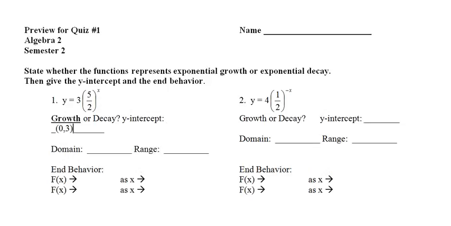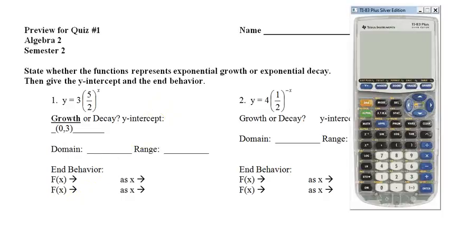Now, if you happen to forget that, is it possible to do it on the calculator? It sure is. So if we're going to go that route, I'd type it in here. So I've got my 3, I've got my 5 halves to the x power, and I could pull up my chart, and wherever x is 0, that y value is my y-intercept, so it's (0, 3). So I could do it that way too if I really wanted to.